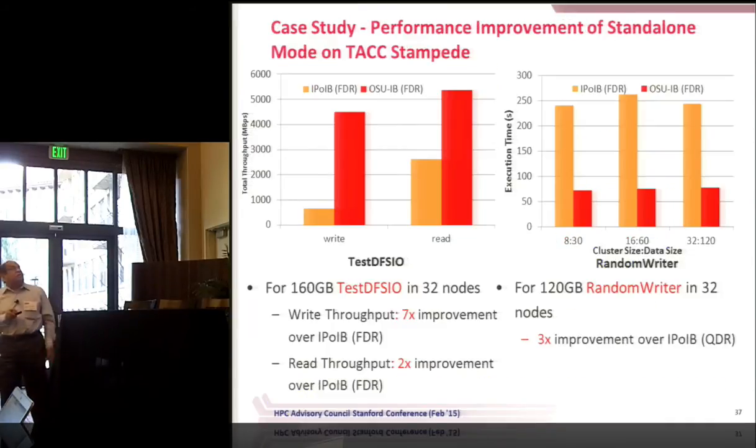But here, if you see the numbers with the new design, this is the IP over IP design, and this is the new design with RDMA. You get almost a factor of improvement, like a factor of 7, a factor of 2 improvement, not just percentage, okay? Because we are trying to leverage the in-memory aspect here. And similarly, for the random writer, you see around a 3x improvement.